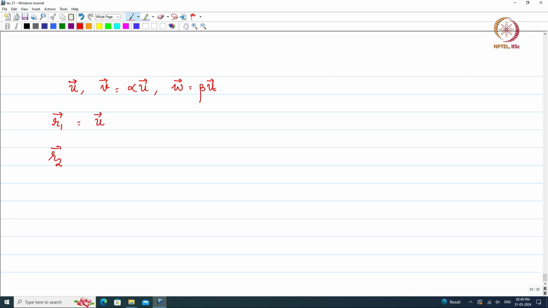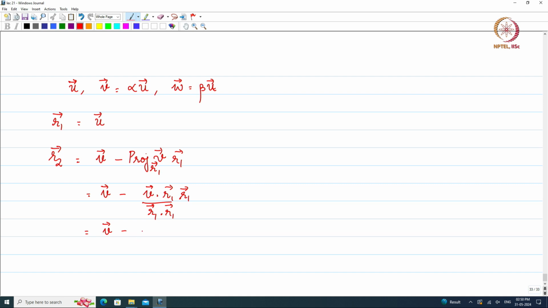Let us take the r2 vector. R2 vector is basically given by v, the vector v minus the projection of the vector v in the direction of r1, so into the vector r1. So let us look at what that is: v minus the projection of v in the direction of r1 is basically given by v dot r1 divided by r1 dot r1, in the direction of r1. So what we get is v minus v dot r1.